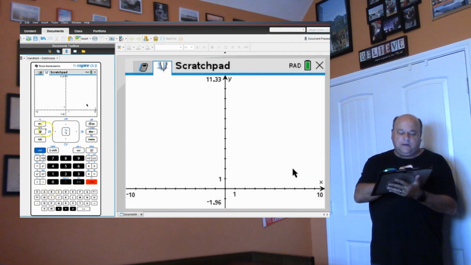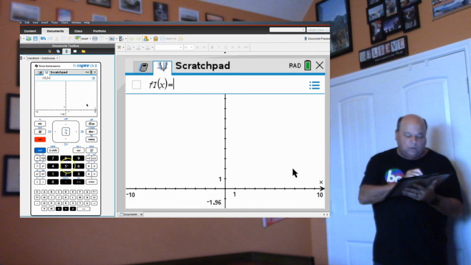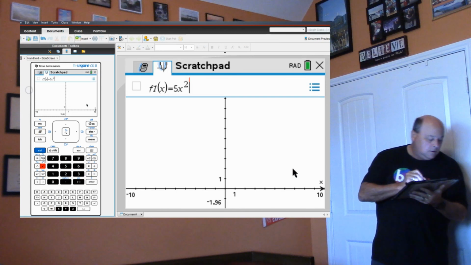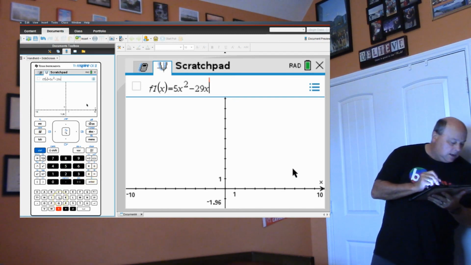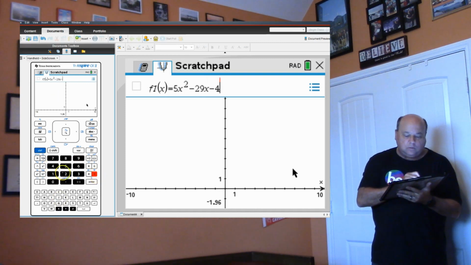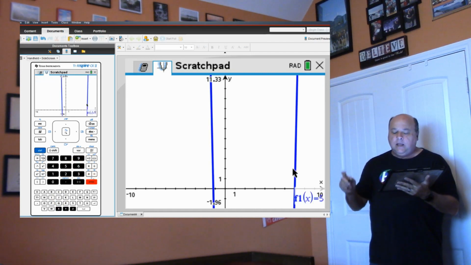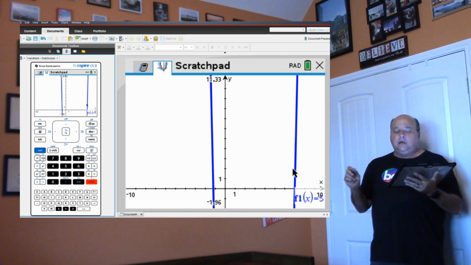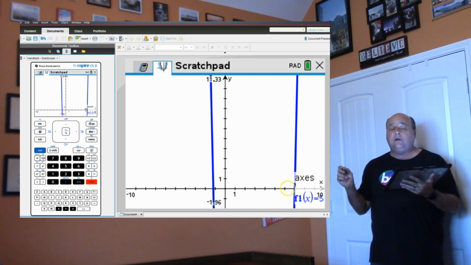To delete my graph, I'm going to hit tab, and now I can type in the next equation, which is 5x squared minus 29x, and then the opposite of 42 is minus 42. So I have my equation in. I'm going to hit enter. Notice my two zeros are right after negative 1 and around, what? 1, 2, 3, 4, 5, 6, around 7, okay?